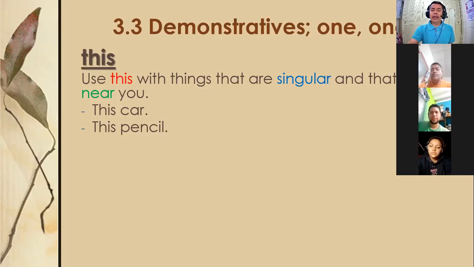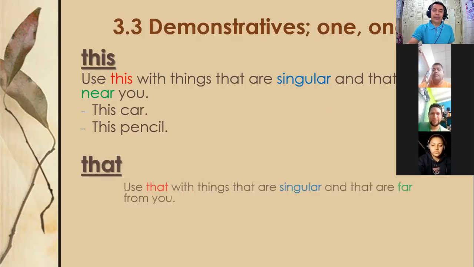Oscar, can you give me one example, one object that you have around you in your house? Computer. Okay. This computer, right? You can touch it, right? Now, that.